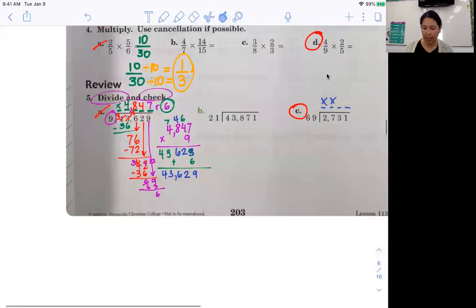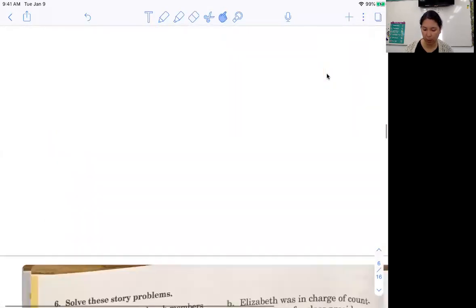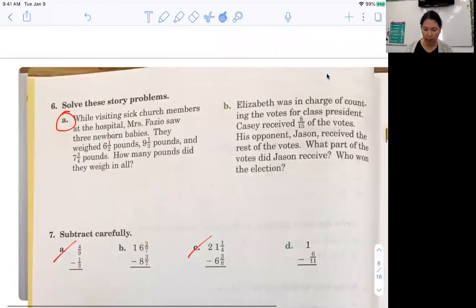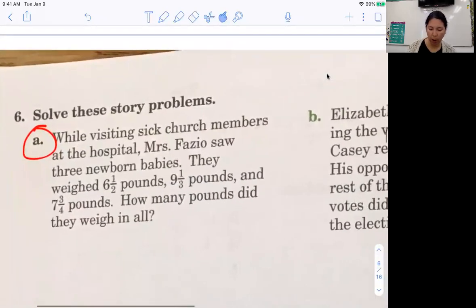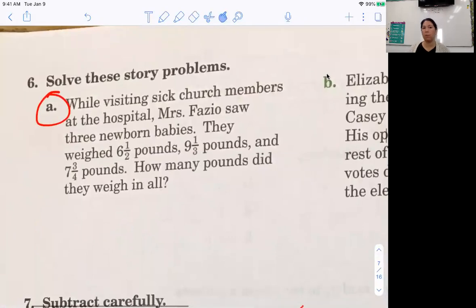All right, guys, let's go to the back side. You guys are working so well. We're going to do one word problem, the black one, not the green one, okay? And I'm going to read it to you, but you're going to do this one by yourself.